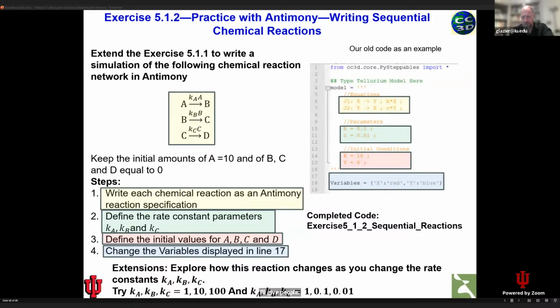People are getting results here. Again, if you have those basic results working, I encourage you to try these little extensions where you change the values of Ka, Kb, and Kc. You could also try changing the initial values of B and C and D and see what happens. In this chemical reaction, if you look at it carefully, you'll notice that no matter where you start, you always wind up with no A, no B, and no C, and everything turns into D.